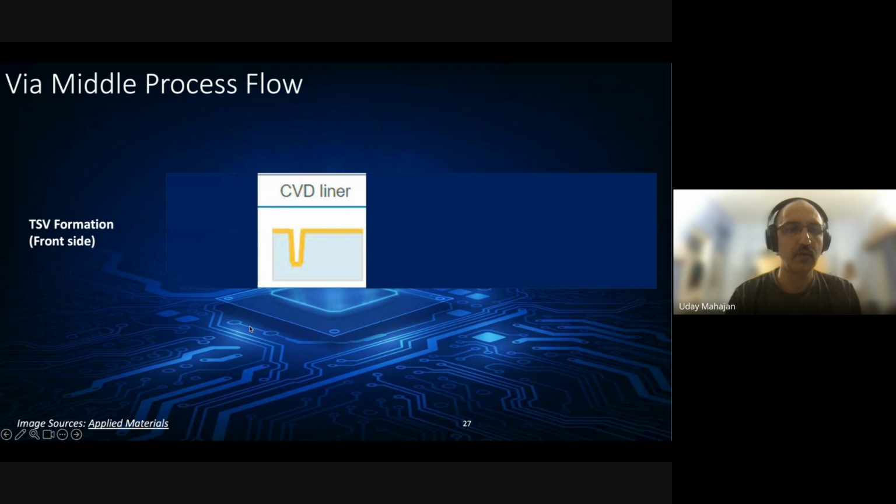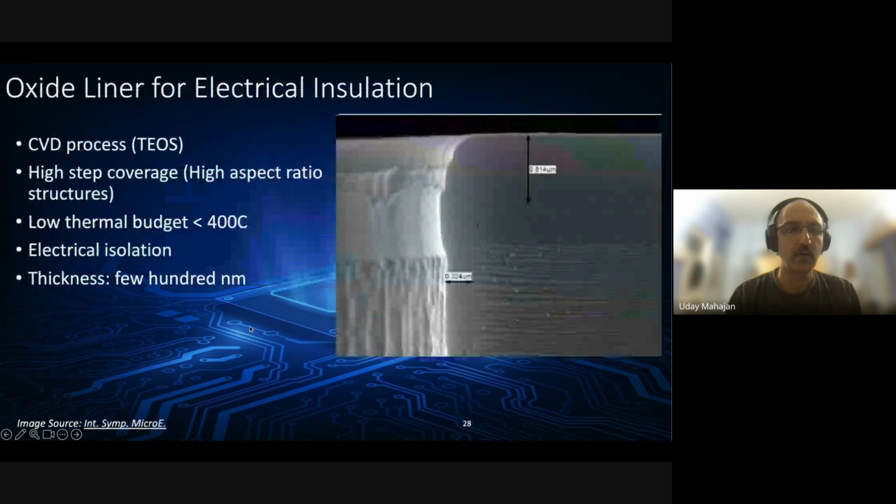The next step is the CVD liner. This uses a chemical vapor deposition process using the TEOS precursor, and this has pretty high step coverage. By step coverage, essentially, I mean the ratio of the thickness of the layer on the sidewall or at the bottom of the trench, whichever is the worst case, divided by the thickness deposited on the flat surface of the wafer.